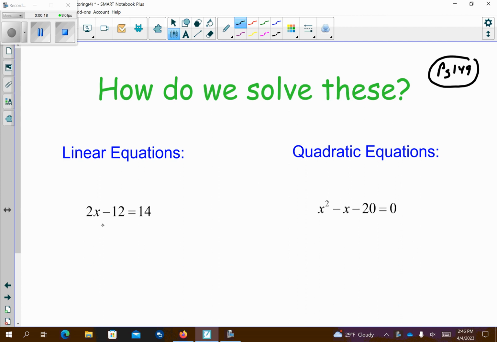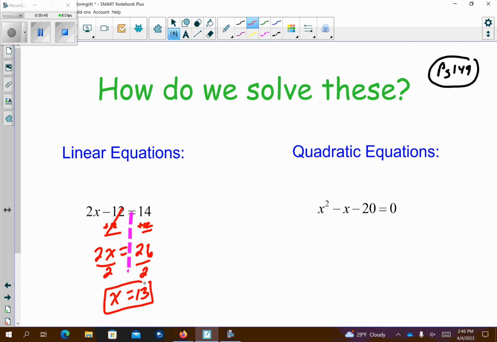This first one, I want us to get x by myself. So first thing we have to realize is, if that dotted line represents the equal sign, I'm going to add 12 to both sides because I want to get x all by itself. Those cancel, so I get 2x is equal to 26 because 14 plus 12 is 26. And then 2 and x are being held together by multiplication, so I divide each side by 2. And I find that I have an answer of x equals 13.